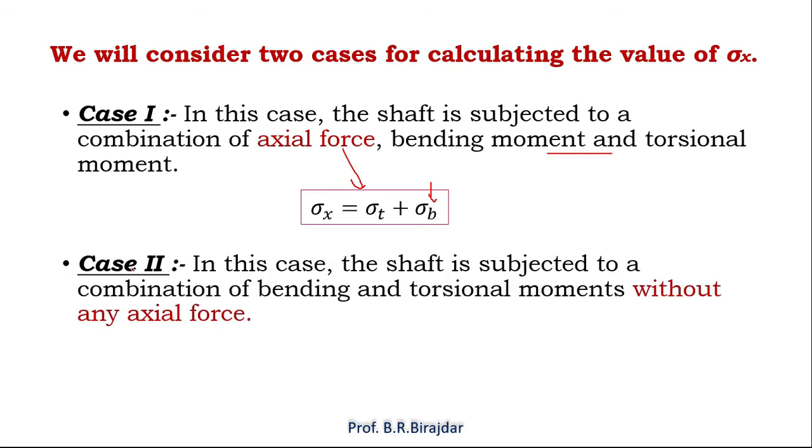Now in case two, the shaft is subjected to the bending moment and the torsional moment, that is only bending and torsional. Here there is no axial force acting. So this component is zero, the axial force is not there. Therefore, sigma x is equal to sigma b. So whatever the combined resultant of the bending and torsional is, that is the maximum stress acting on the shaft.